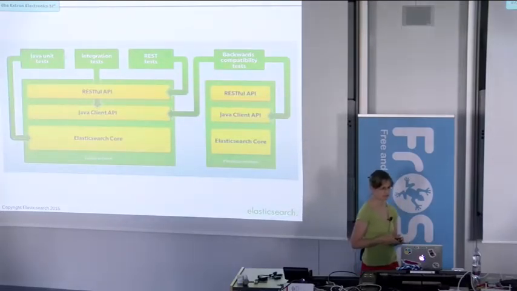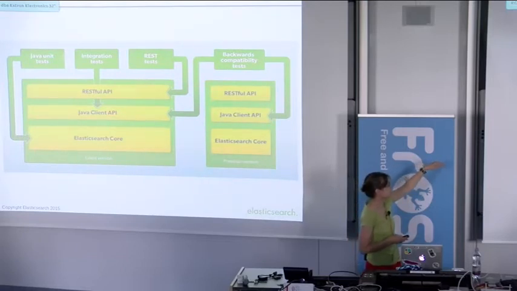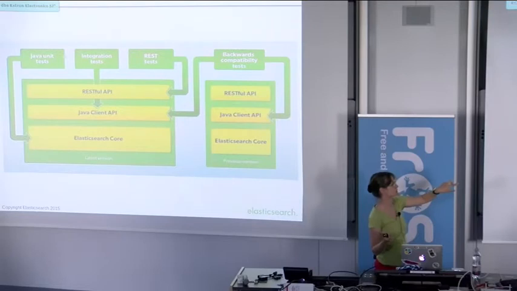To visualize again, we test against Elasticsearch Core being the unit test level. We test against the Java client API, and we test against the RESTful API with REST tests. Plus, we do have a backwards compatibility version where we check out a random but supposed to be backwards compatible version of Elasticsearch, and run both of these in parallel, checking that they are both compatible.